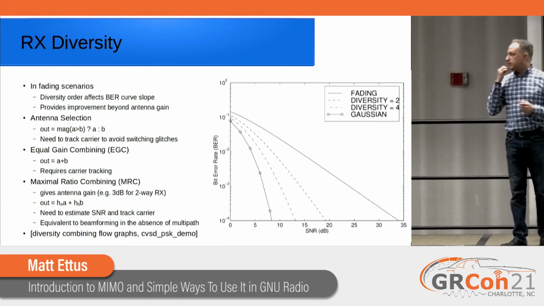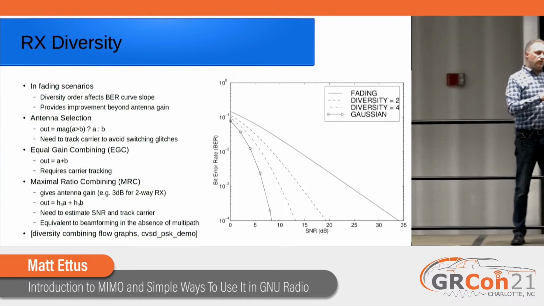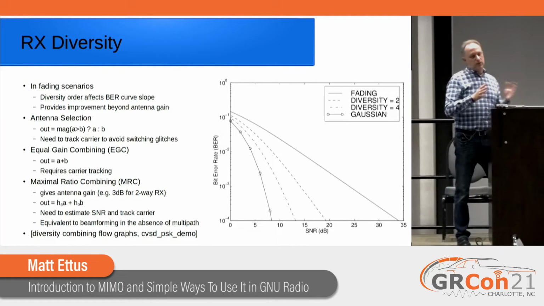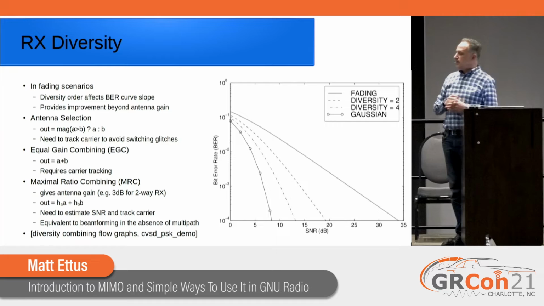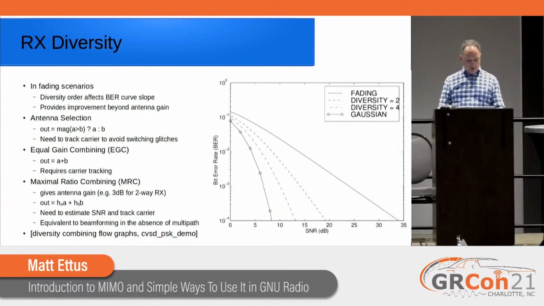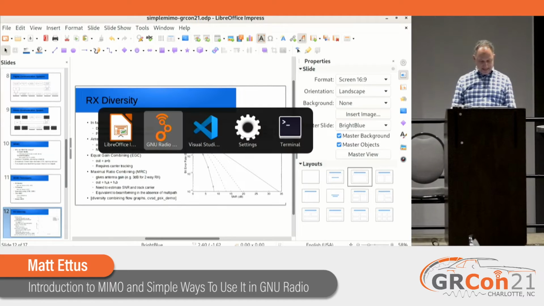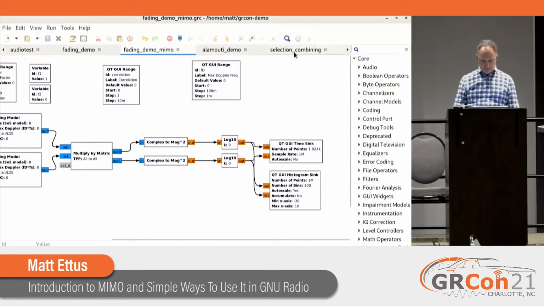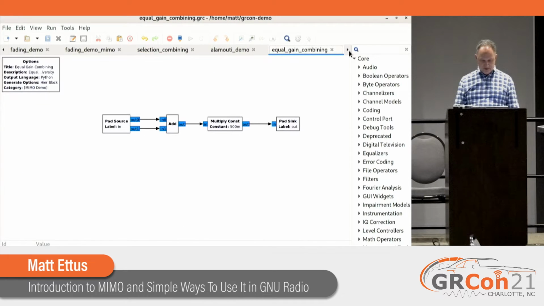But again, maximal ratio, you not only have to track the carrier, you have to estimate the SNR, which is actually not always that easy, especially at low SNRs. So I'm going to show a flow graph that demonstrates that. Actually, before I show that, my tabs got rearranged here. So I'll just show the blocks I made.